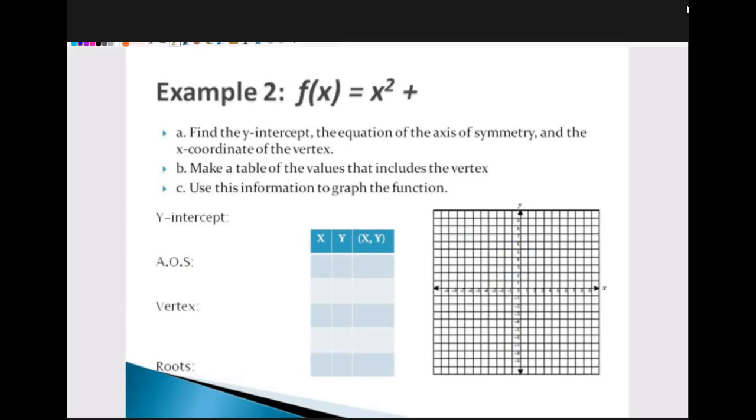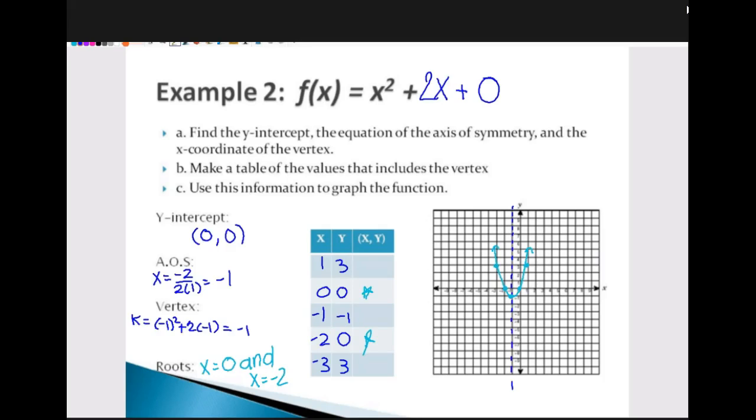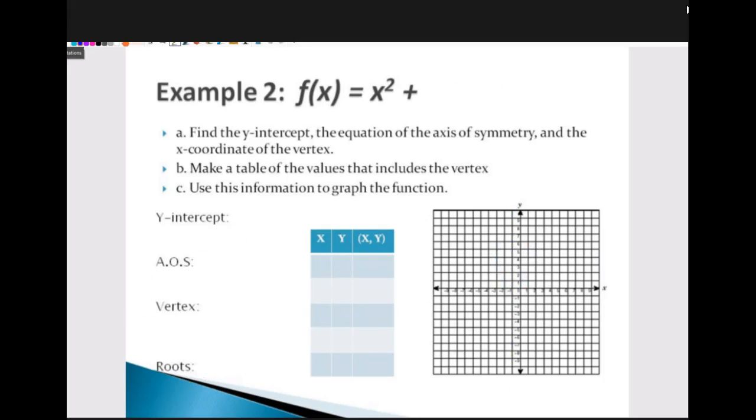Okay? 2x. So we have x squared plus 2x. So the y-intercept in this case is the +0 at the end. So my y-intercept is 0, 0.